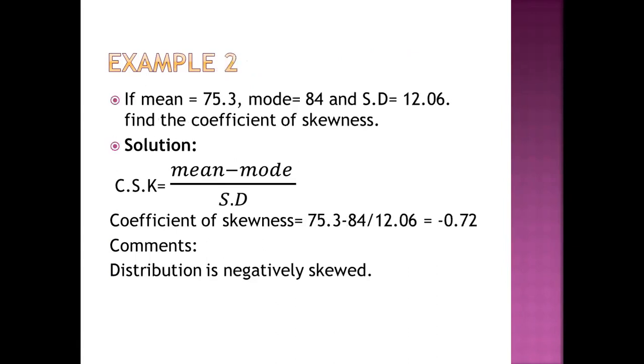This is the second example where the mean is 75.3 and mode is 84. Standard deviation is 12.06. When we apply the formula, the answer will be minus 0.72. So this distribution is a negatively skewed distribution.